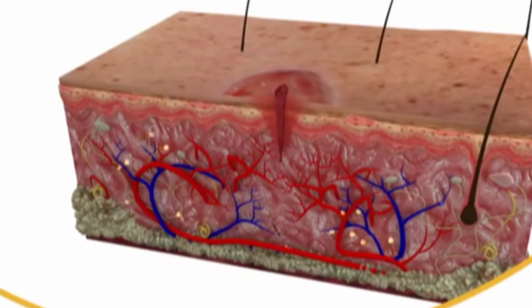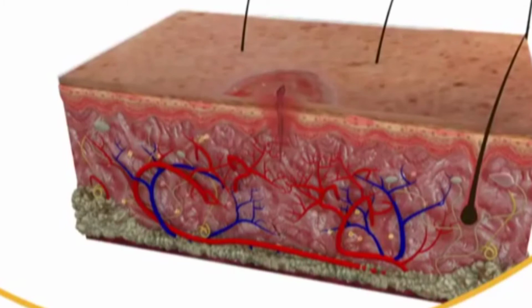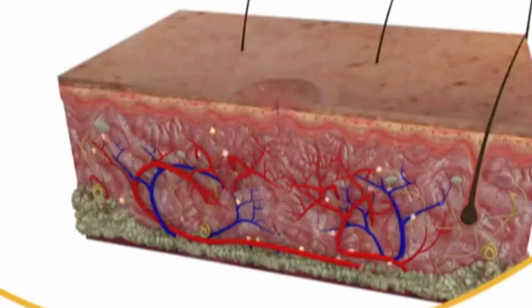The cells change back to their normal appearance and reattach themselves to the basement membrane. The wound is closed.